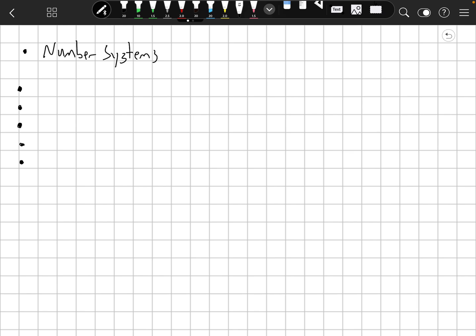And let's just go through them so you have kind of an understanding of what they are, and then we can talk about how there were some discoveries made in the number system.